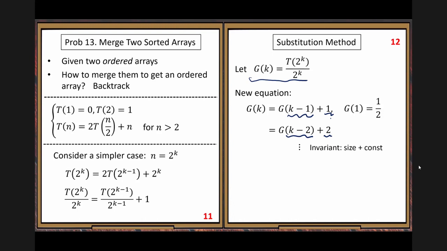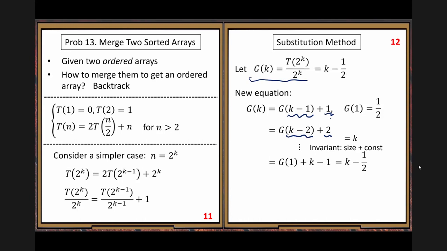So the invariant method: the size plus the constant number, you get the same k everywhere. So when you reach the bottom, G of 1, the constant part should be k minus 1. But G of 1 is 1/2. So you get G of k equals k minus 1/2.